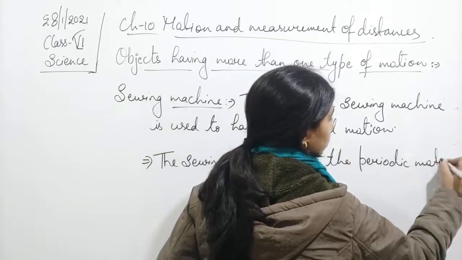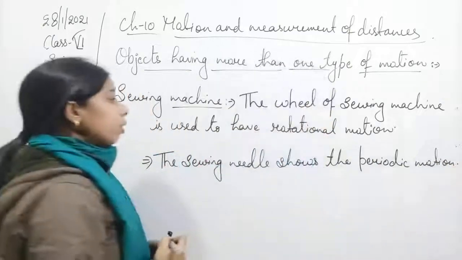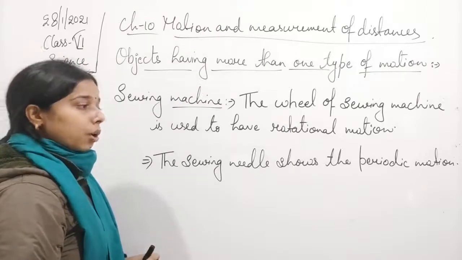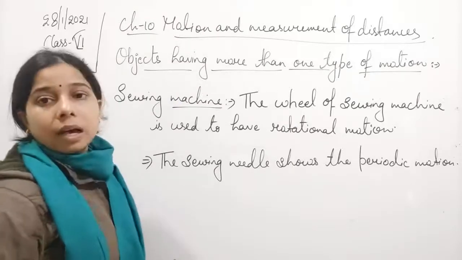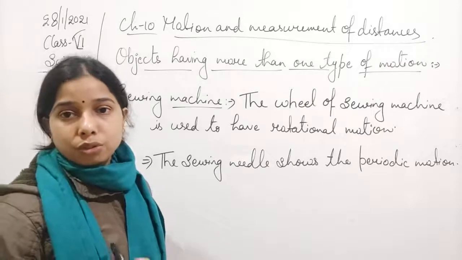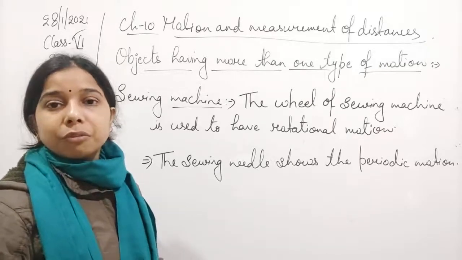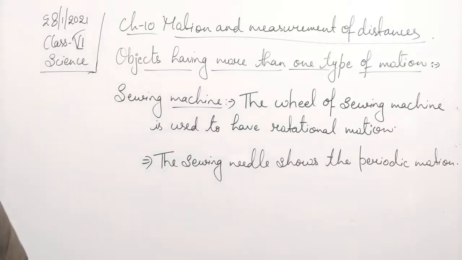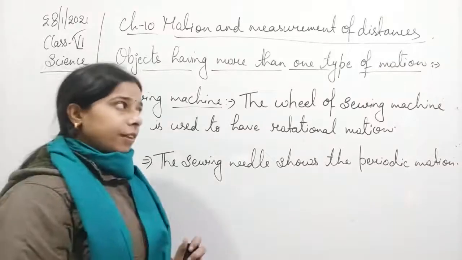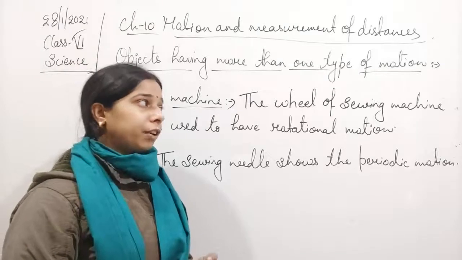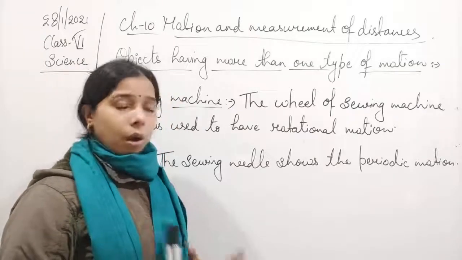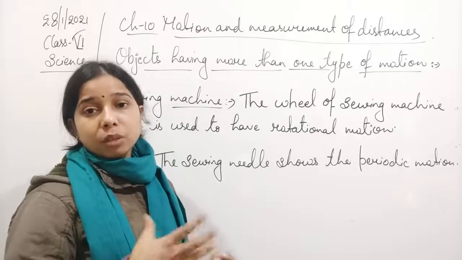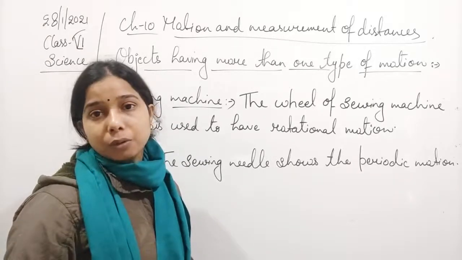So the kind of motion which is shown by a spinning machine is a rotational motion as well as a periodic motion. So these are the different kinds of motion shown by a machine, students. You can understand by this that different objects show different types of motion, and there are objects which show both motions, or more than one kind of motion.